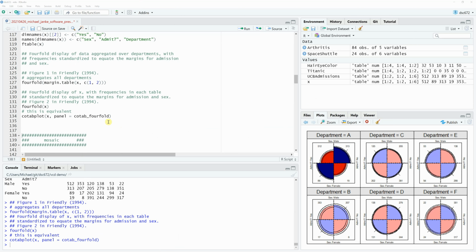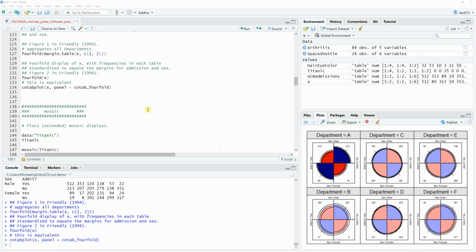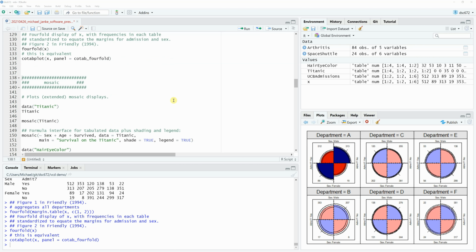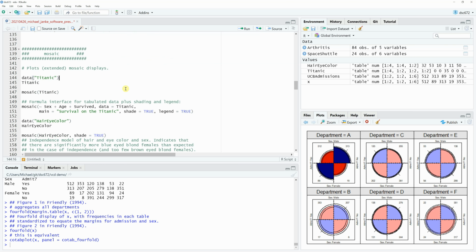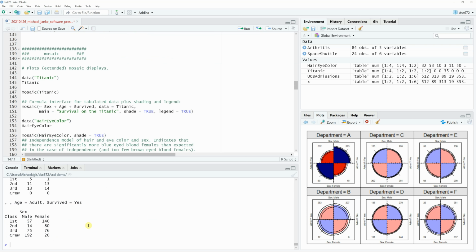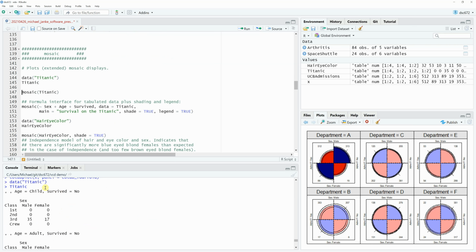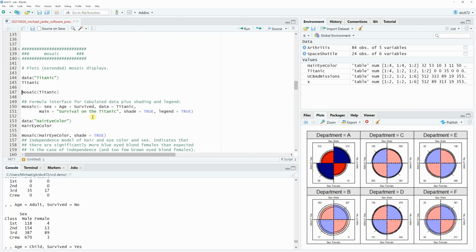Mosaic is a plotting method that is probably familiar to quite a few people. VCD has an implementation that extends it a little bit. So let's take a look at that. We'll load Titanic again, just as a reminder of what data we're looking at, divided by age and whether they survived or not, and their class and their gender.